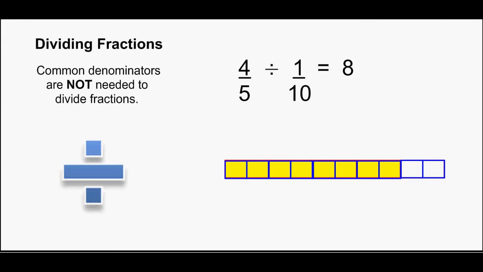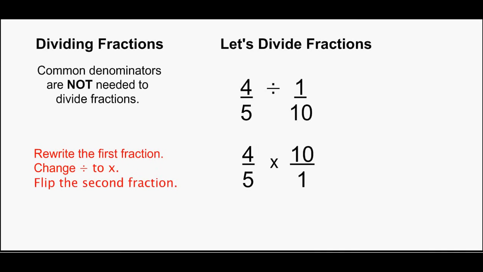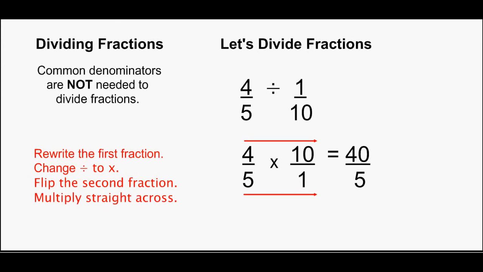Let's look at the process we would use to divide fractions. First, we rewrite the first fraction, 4/5. We change the division symbol to multiplication. We flip the second fraction, this is called writing the reciprocal, and multiply straight across.